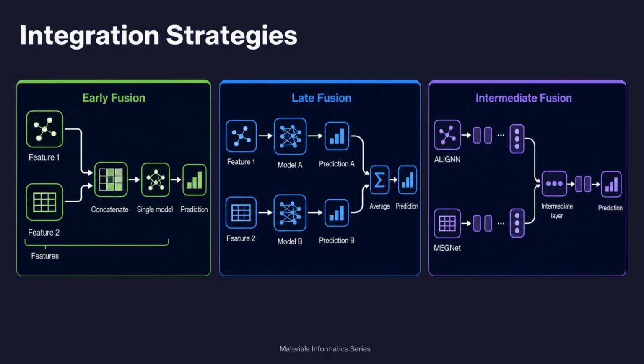There are three main strategies for feature integration. Early fusion performs feature-level integration, concatenating composition features and GNN embeddings to learn with a single model. Late fusion performs prediction-level integration, combining predictions from independently trained models. Intermediate fusion, used in architectures like ALIGNN and MagNet, integrates different representations at intermediate layers of neural networks.